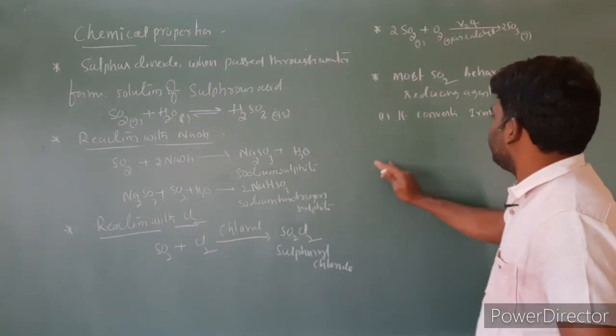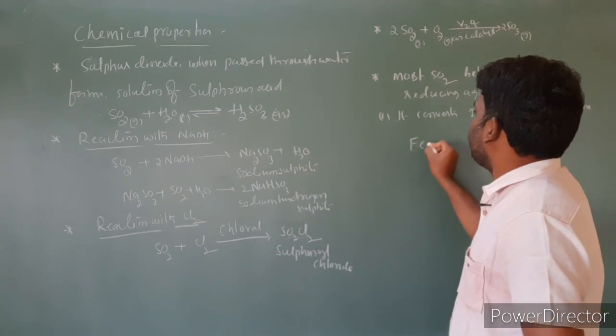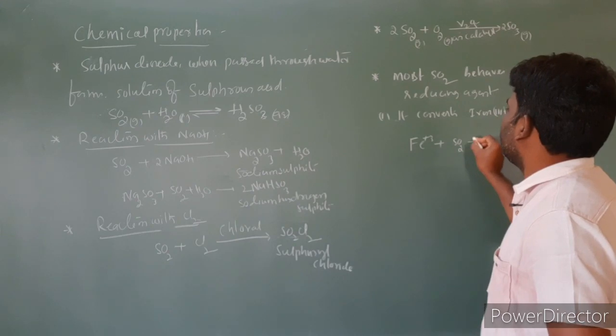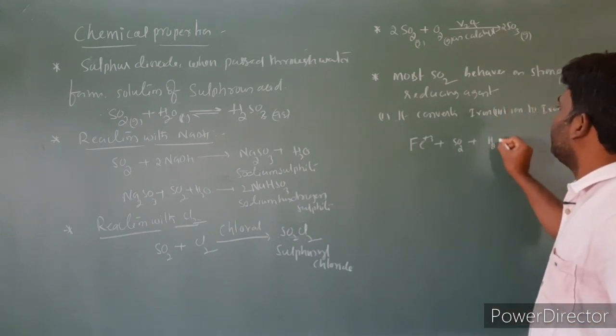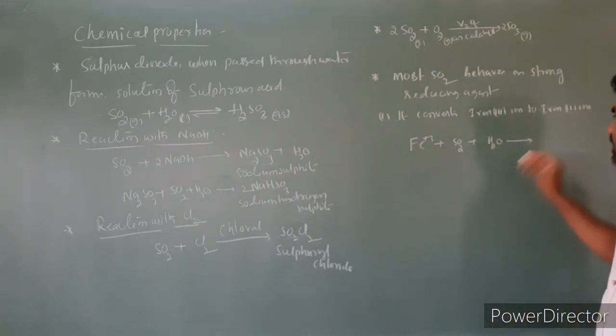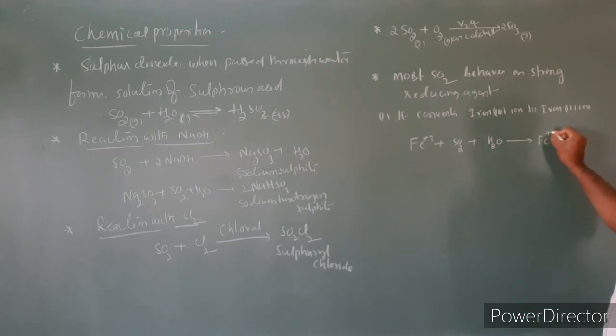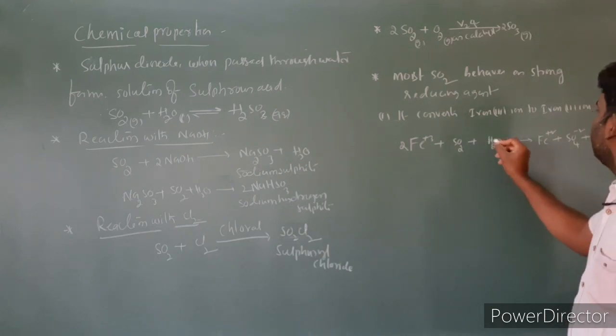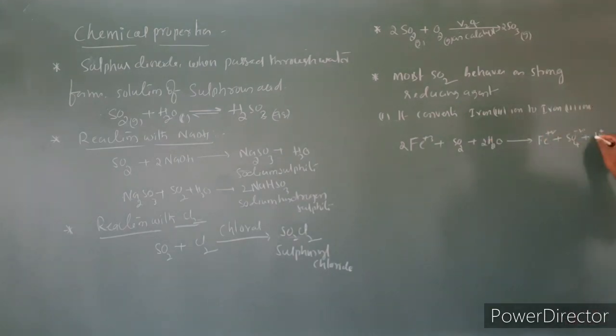Let us look at the reaction. I am taking iron 3, Fe plus 3, plus sulfur dioxide, SO2, plus H2O, gives rise to Fe plus 2 plus SO4 minus 2 plus H plus. Then we have to balance it. I am taking 2 Fe plus 3, 2H2O, and this is 4H plus, 2 Fe plus 2.